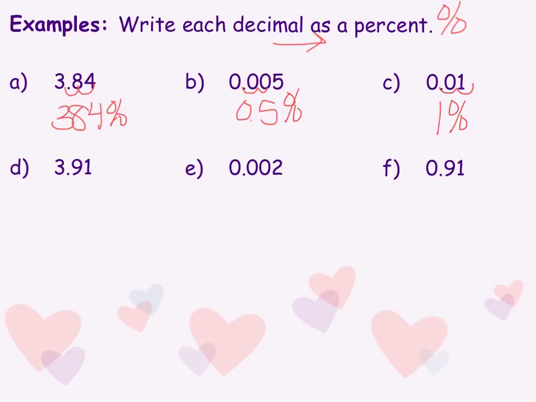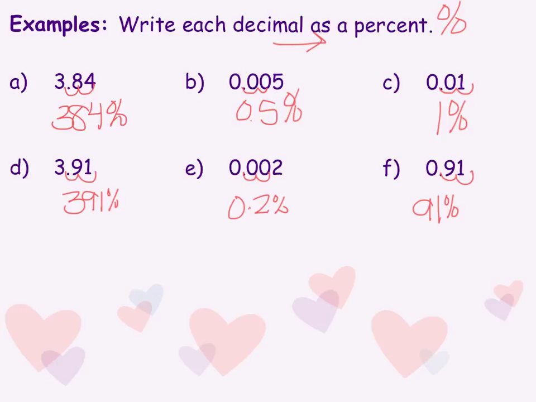First of all, if you guys have any questions on A through C, help each other out. When you're ready, I want you guys to do D, E, and F. I'll write them down. You guys check to see if you agree. All right, on example D, you should have ended up with 391%. In example E, you should have ended up with 0.2%. And in example F, you should have ended up with 91%.